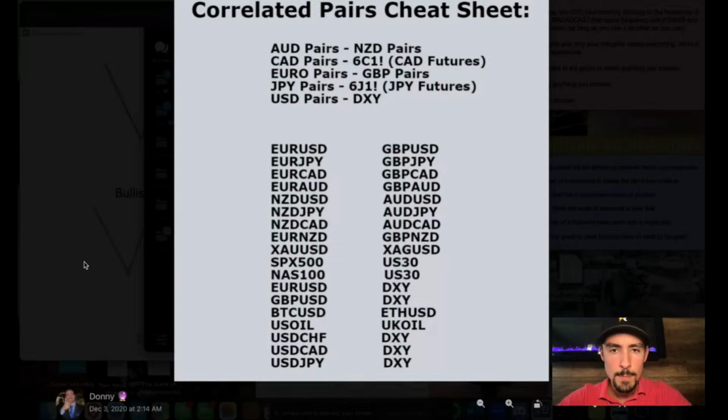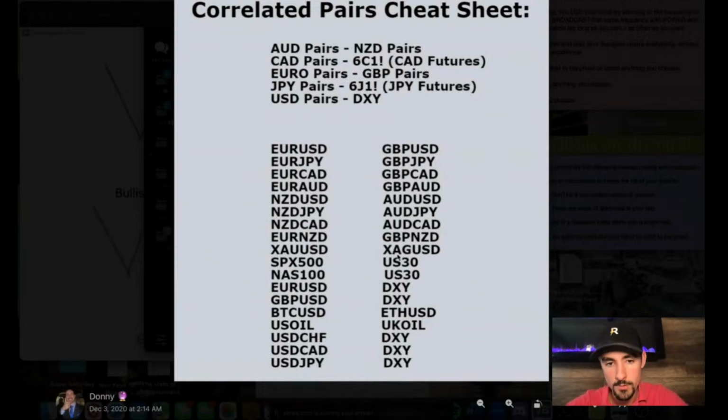So we have the futures, so Canadian futures. It's very similar to the DXY, which is the dollar index, similar to the Canadian dollar futures. There's 6C1!. That's going to be correlating with the Canadian dollar pairs. And then you got a list of specific currency pairs that would be correlating: Euro USD, GBP USD, Euro JPY, GBP JPY, Euro CAD, GBP CAD, Euro AUD, GBP AUD. Okay, so there's a whole list of all kinds of different correlating pairs, right?